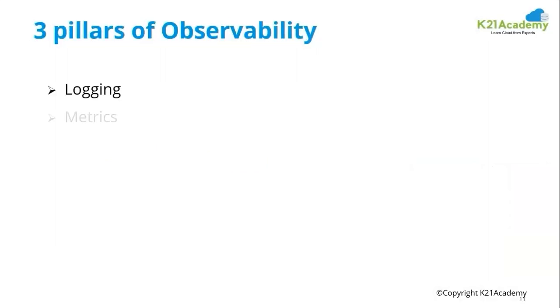Now, what are the three pillars of observability? One is logging, second is metrics, and third is trace, right? Logging means first you have to make sure that whatever application you are creating, whether it is on Docker, whether it is a full stack development, whether it is on Kubernetes, right? You have to make sure that my application will generate regular logs of its health, right?